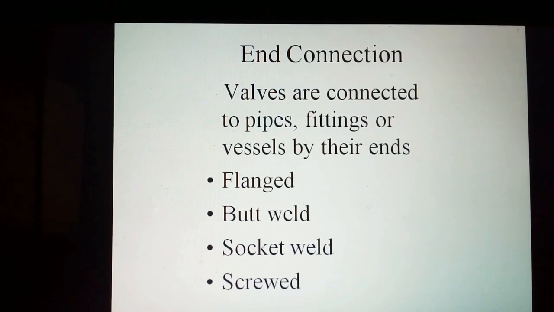Valves are connected to pipes, fittings or vessels by their ends. These can be flanged, butt weld, socket weld, or screwed.